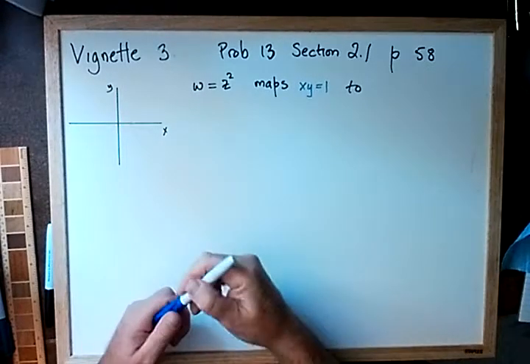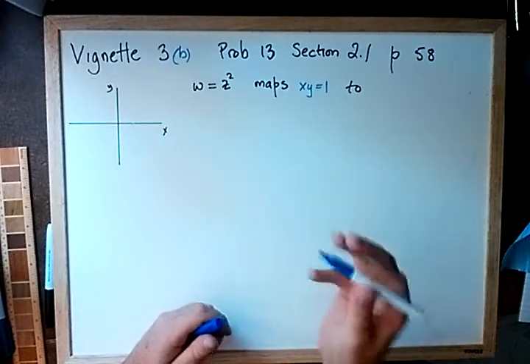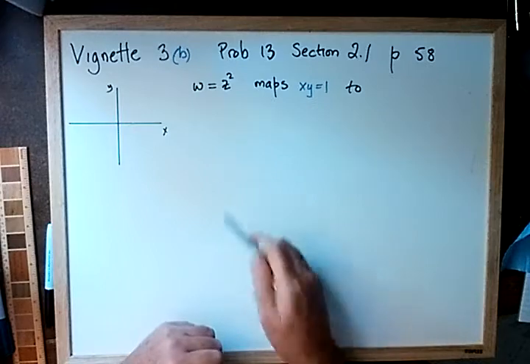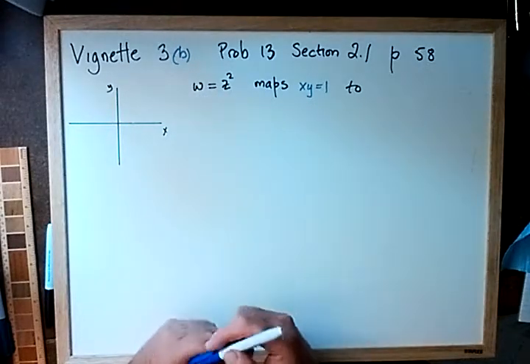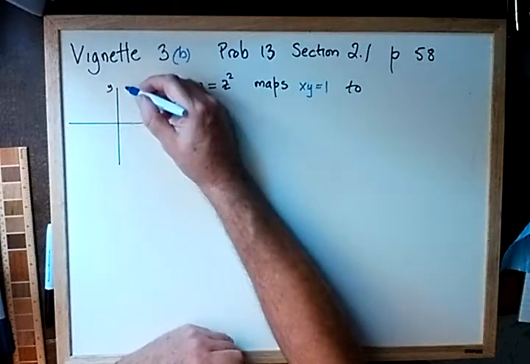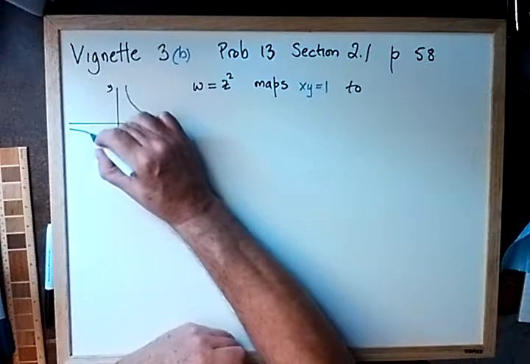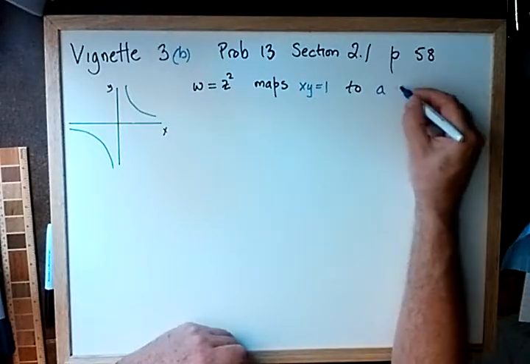Continue with Vignette 3. This is part B. Again, problem 13, section 2.1, page 58. Part B asks to see whether the map w equals z squared maps xy equals 1. That's the hyperbola that looks like that, to a straight line.